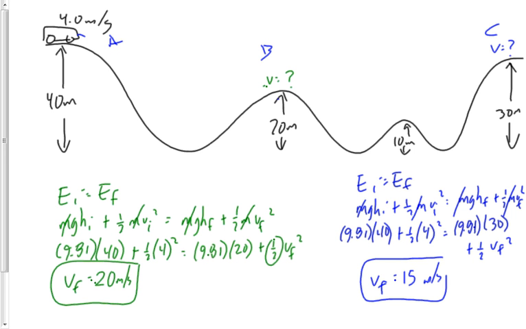Good. Carrie's question was, guys, listen up here. Since we know that EI equals EF, we don't have to stress about the 10 meters in between, right? Correct. It's irrelevant.